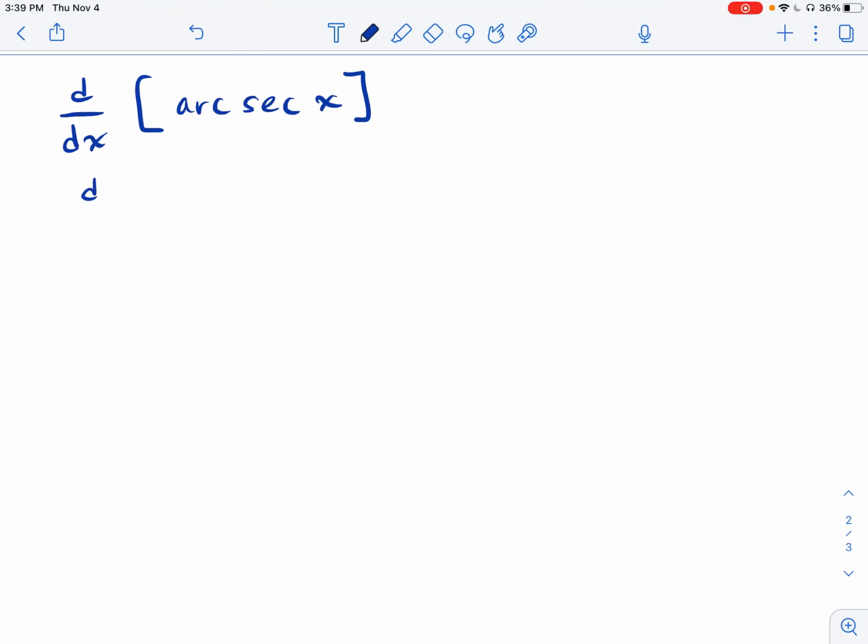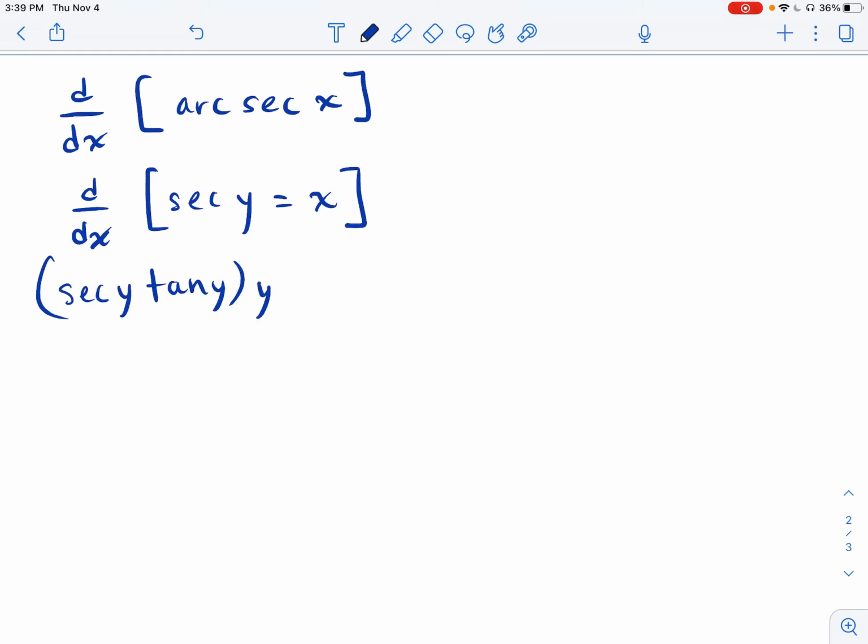So we can say that this is equivalent to saying the following. The derivative of arc secant of x is equivalent to saying that the secant of some angle y is equal to x. Okay? Well, now let's differentiate this implicitly. The derivative of secant y is secant y times tangent y, and all of this times y prime. Okay, you don't need the parentheses there, but I'm just going to do that just so I can effectively group. The derivative of x is equal to 1. And if I isolate y prime, I get 1 over secant of y tangent of y.